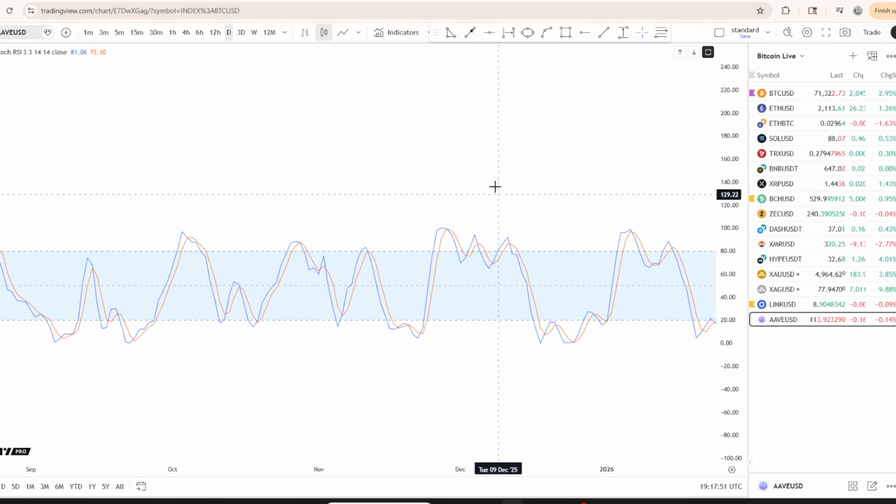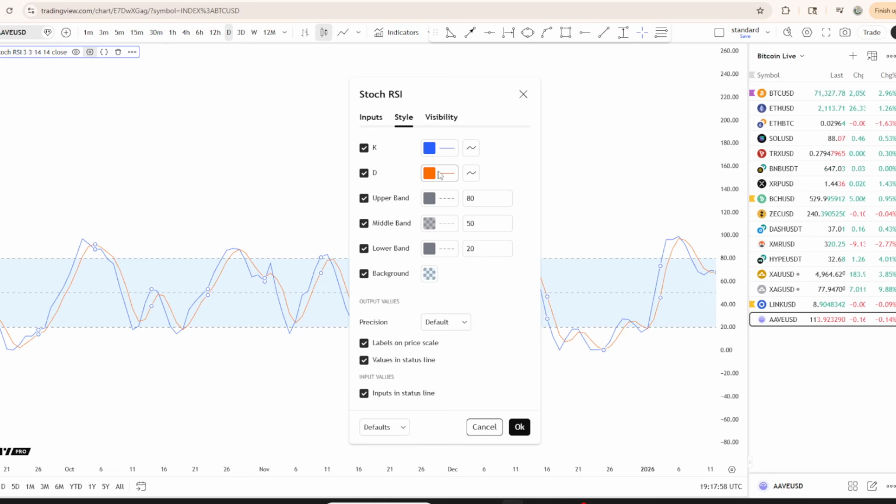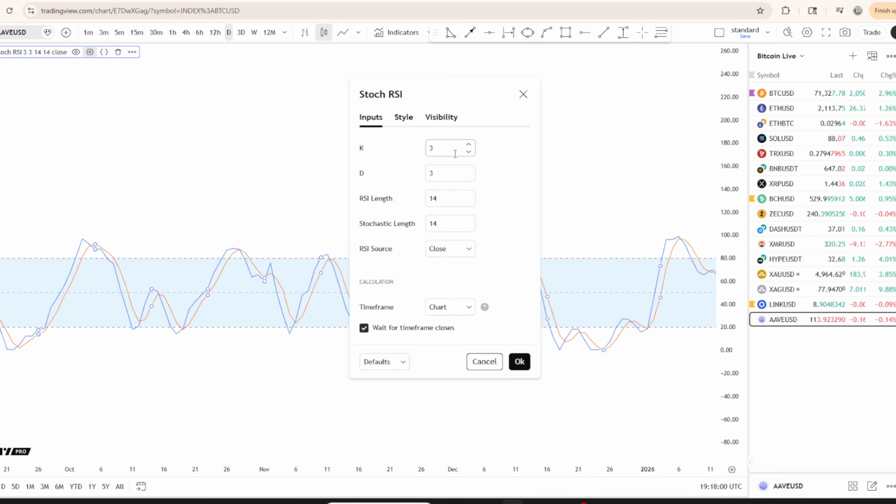And then you have these two lines. So what are they? Let's go to the settings and I'll show you. Pull up the settings, the K and the D line. So the K, the input, you can see what it is. It's a 3-period moving average of the RSI to smooth out that value. And then the D is a 3-period moving average of the K. It's funny how these things work. Who knows how they came up with it.